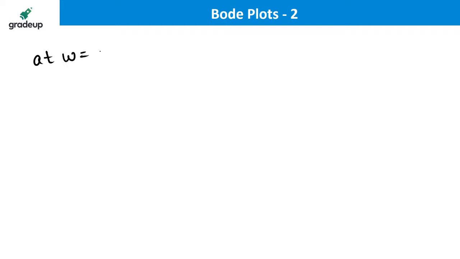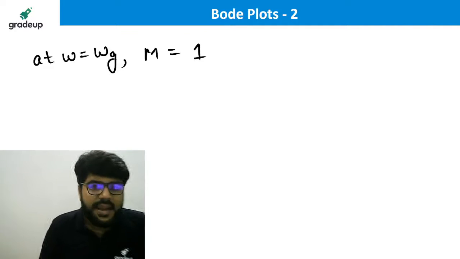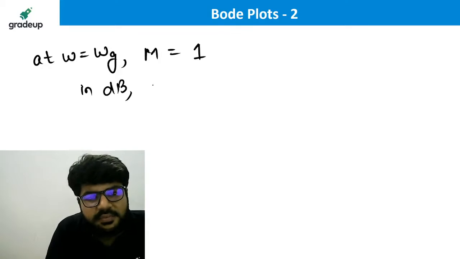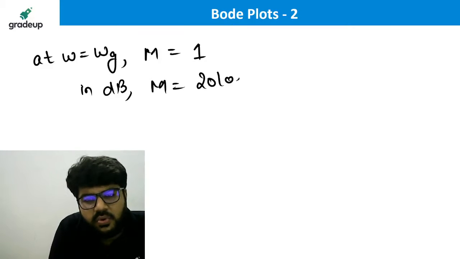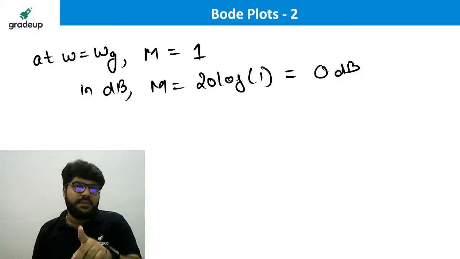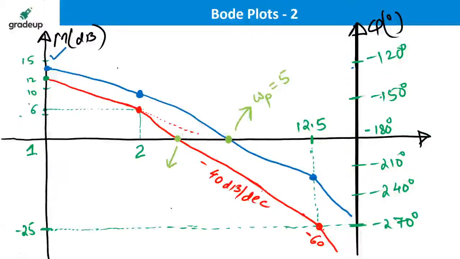What we learned yesterday: at omega equal to omega g, the magnitude is equal to 1. What was the gain crossover frequency? The frequency at which the Nyquist plot cuts the unit circle. Magnitude equal to 1, in the form of decibel, is 20 log 1, and log 1 is 0 dB. So whenever the magnitude is 0 dB, that frequency is omega g. So I will come and represent here: this frequency is omega g. Can we calculate it by the Bode plot?